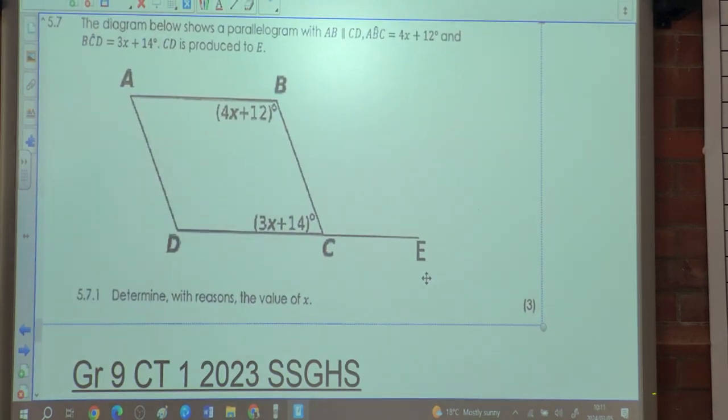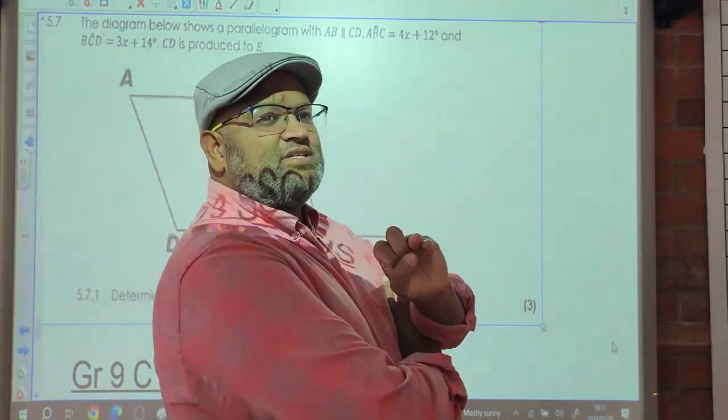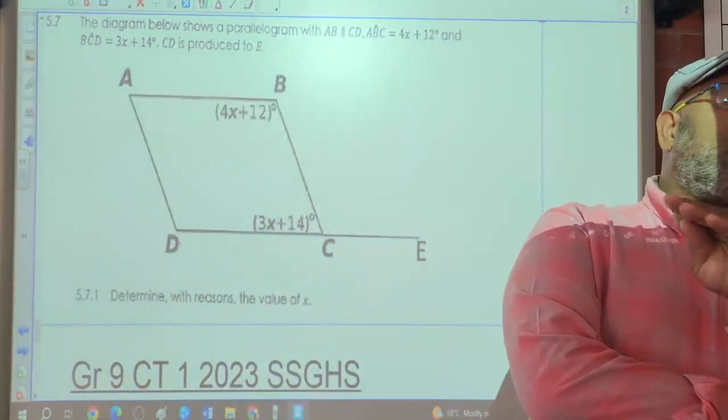In the diagram below, it shows a parallelogram. People, what are the properties of a parallelogram from grade 8? We know that opposite angles are equal. Two pairs of opposite angles are equal. Two pairs of opposite sides equal. Two pairs of opposite sides parallel.